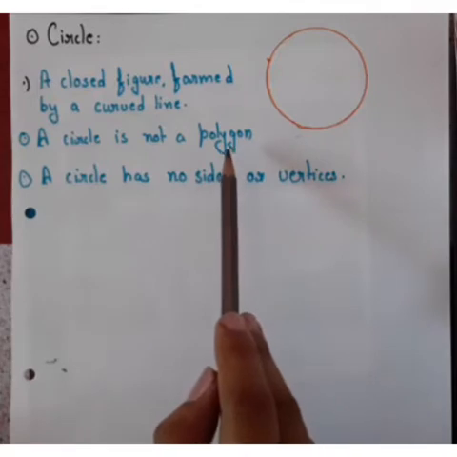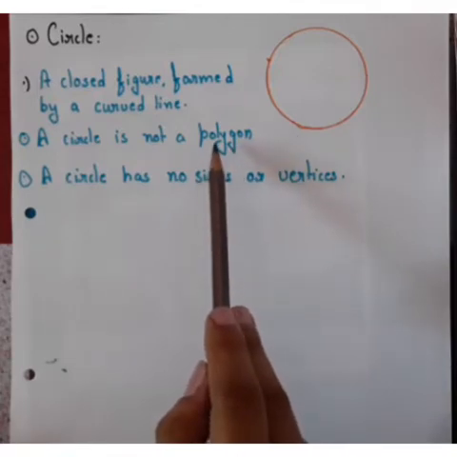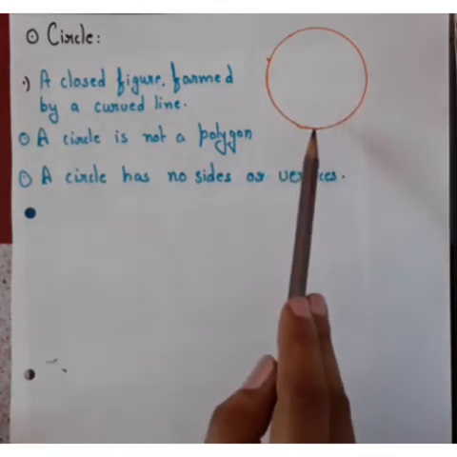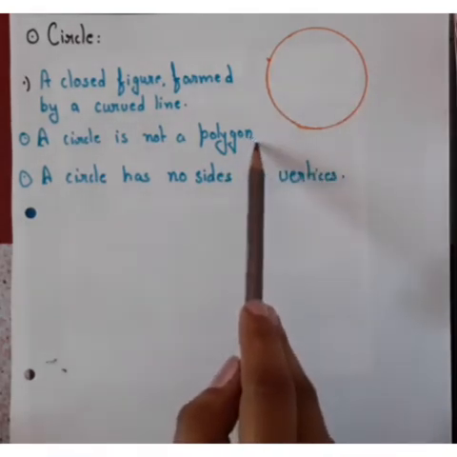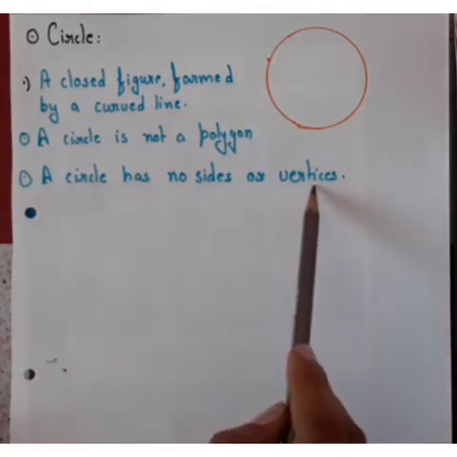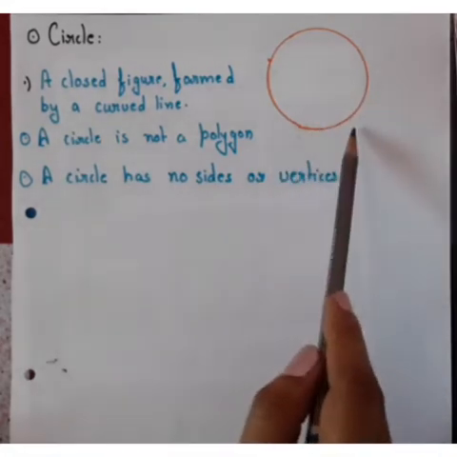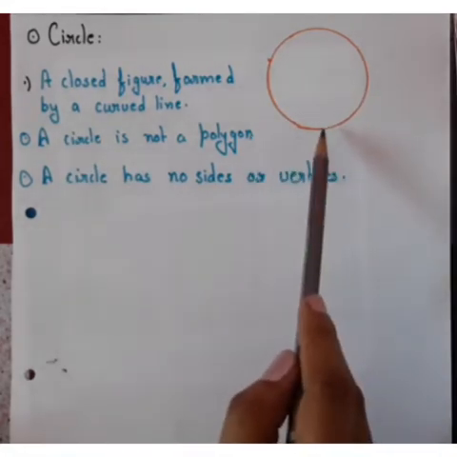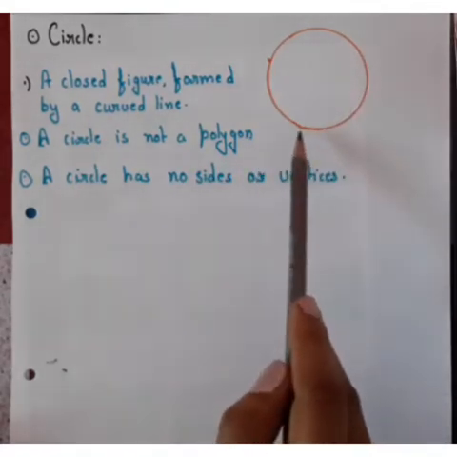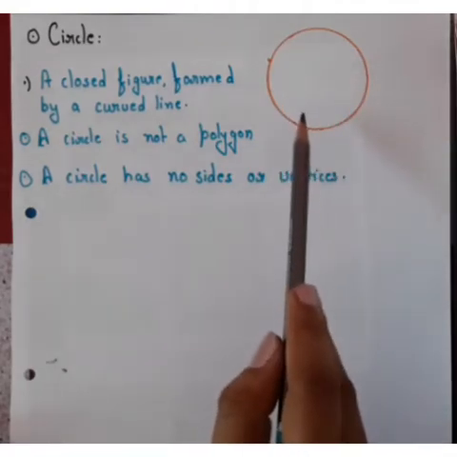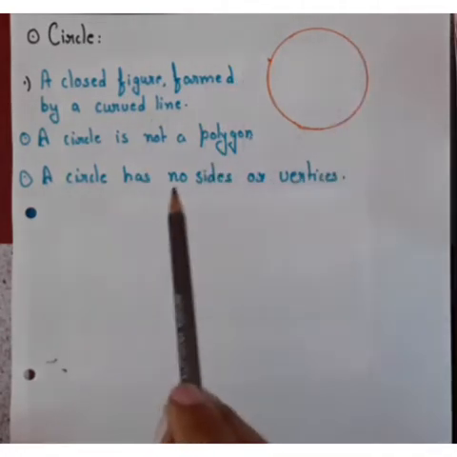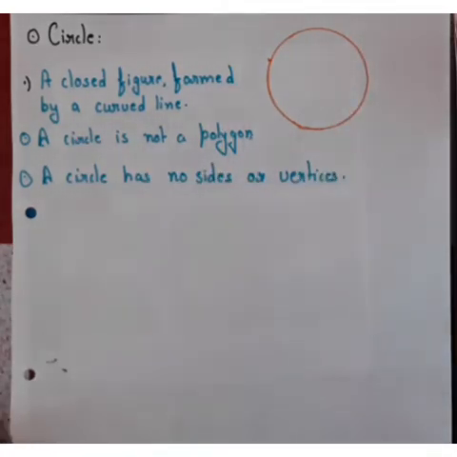Why is a circle not a polygon? Because, as we know, a polygon is entirely made up of line segments, and there is no line segment in a circle. So a circle is not considered a polygon. Third point: a circle has no sides or vertices. As you can see, there are no sides, no vertices, no corners. It's just a simple closed figure formed by a curved line. It is very easy to draw a circle: you can put a bangle and draw a curved line around it, and you will get your circle.